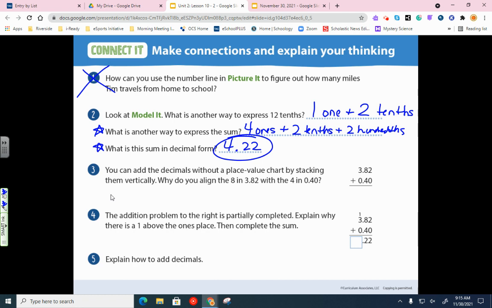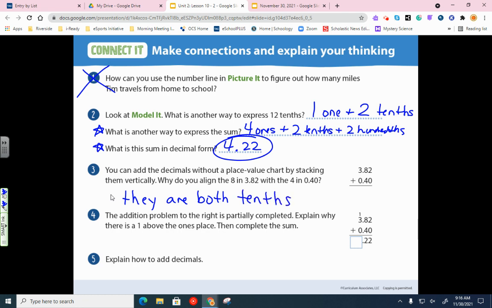All right, you can add the decimals without a place value chart by stacking them vertically. This is what we should have done with our classwork yesterday and what we'll do today. Why do you align the 8 and 3 and 82 hundredths with the 4 and 4 tenths or 40 hundredths? They're lined up because they are both tenths, or both the same place value.